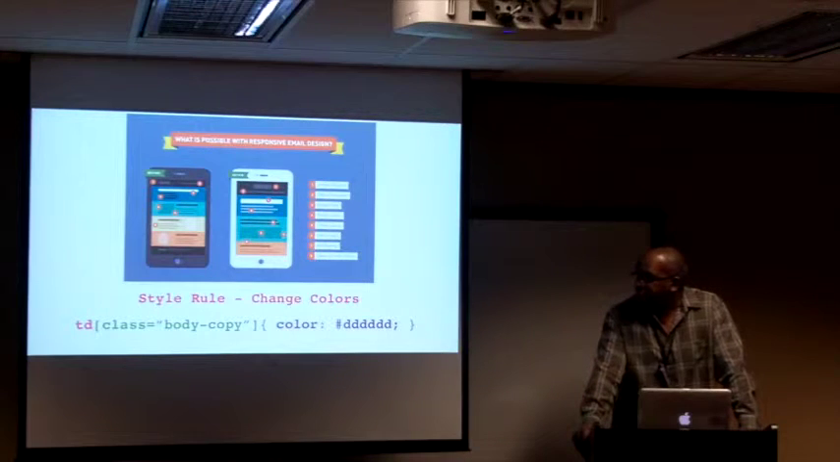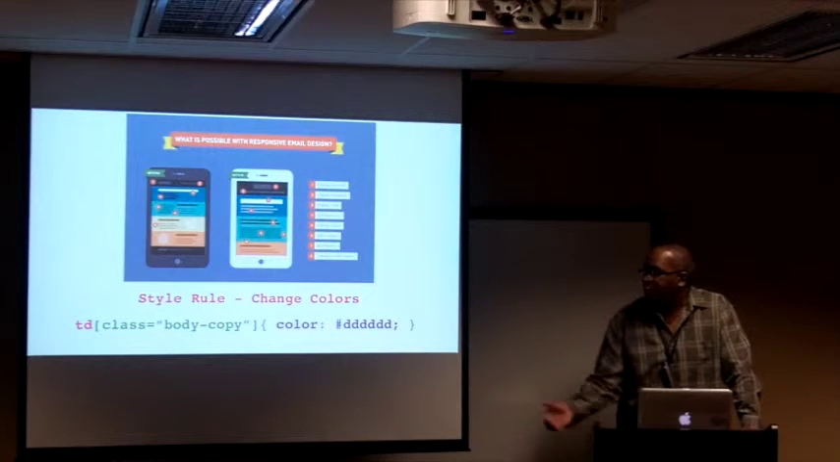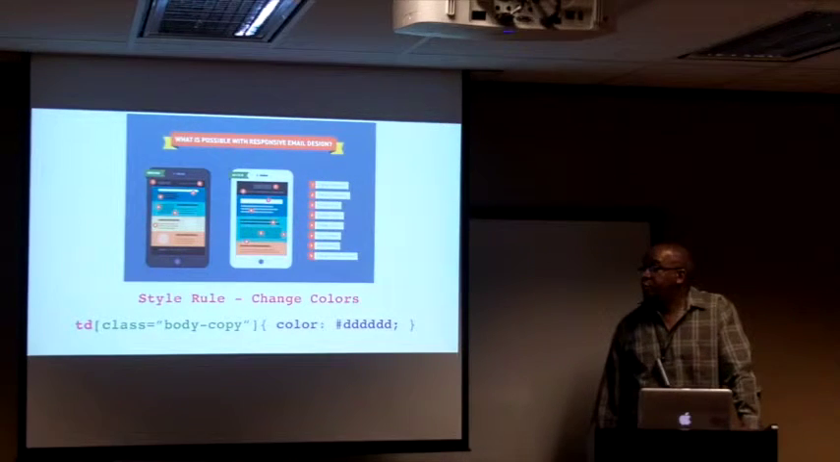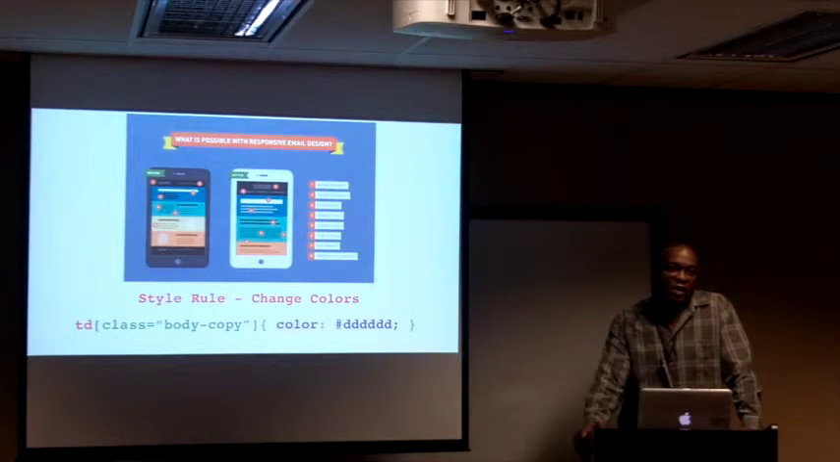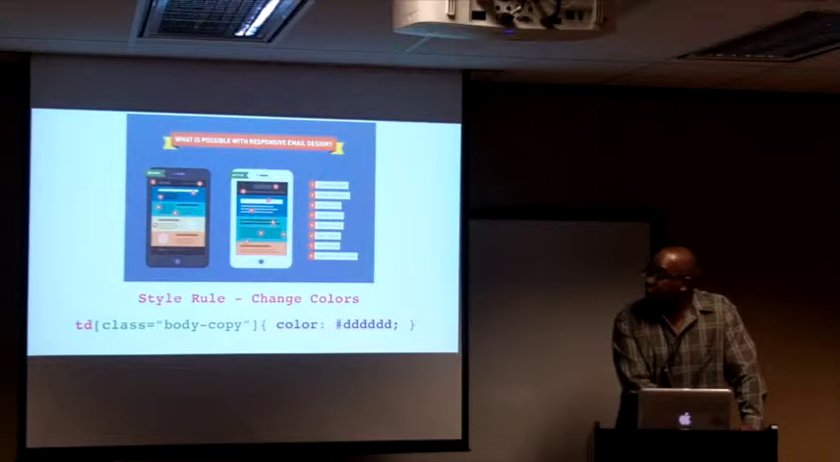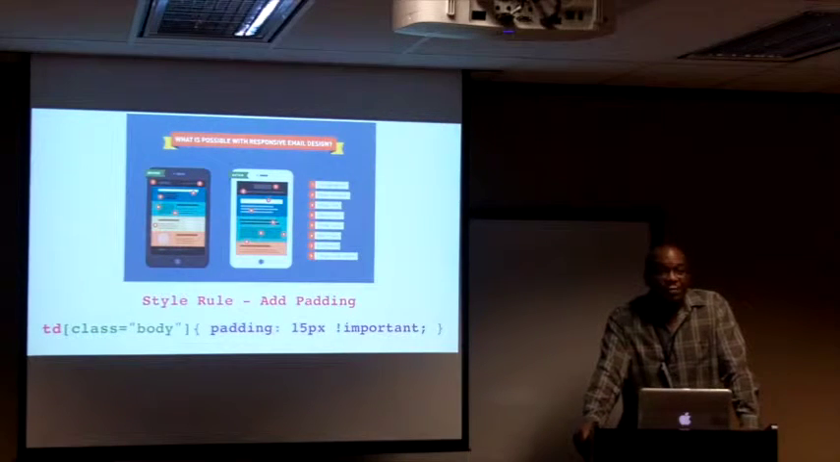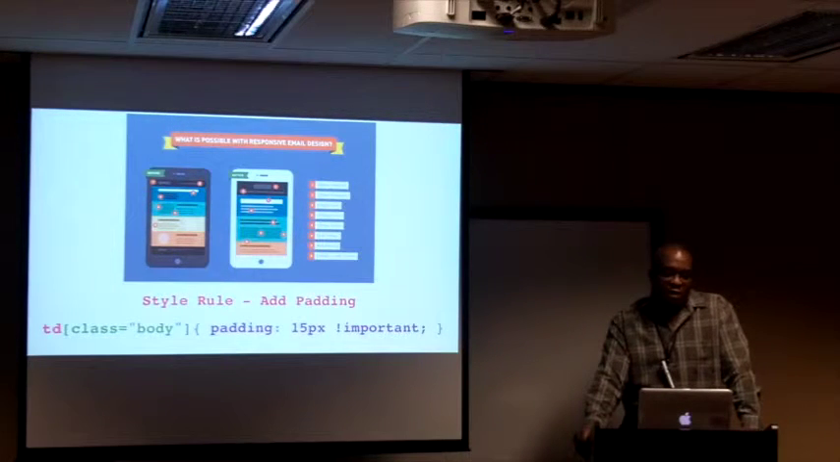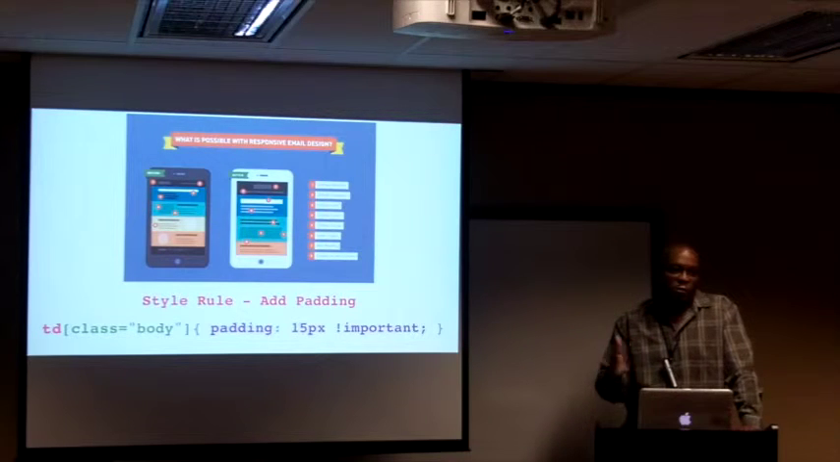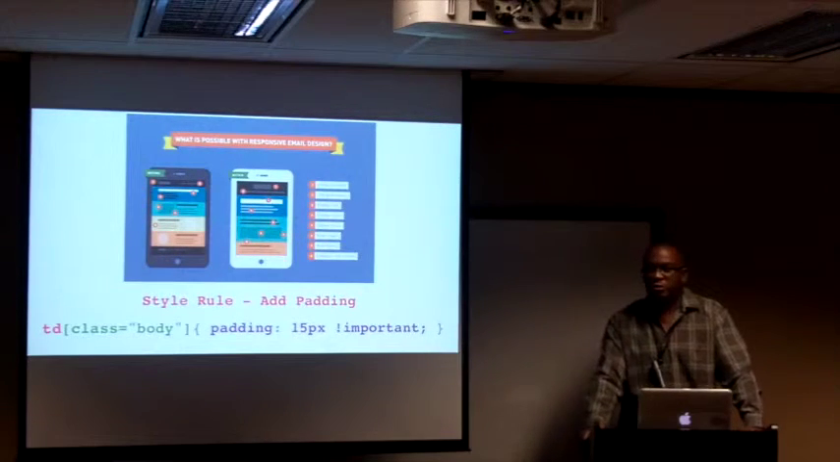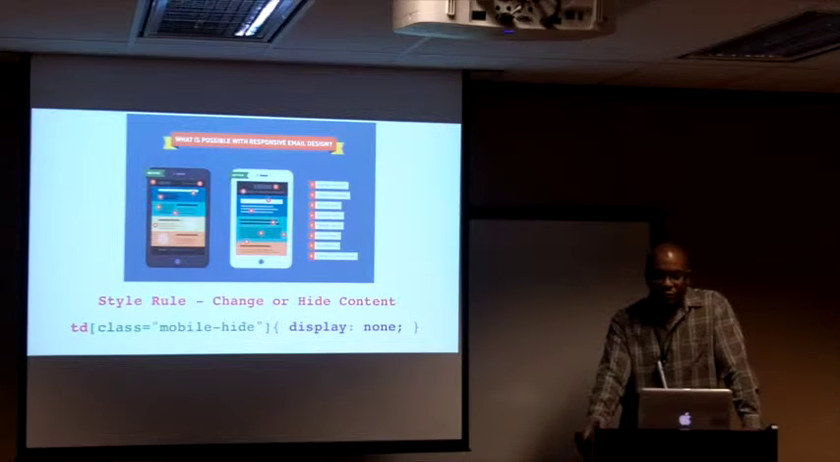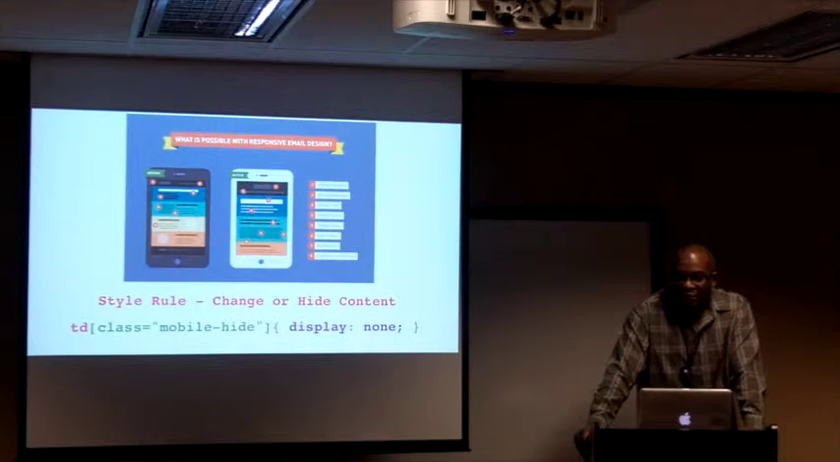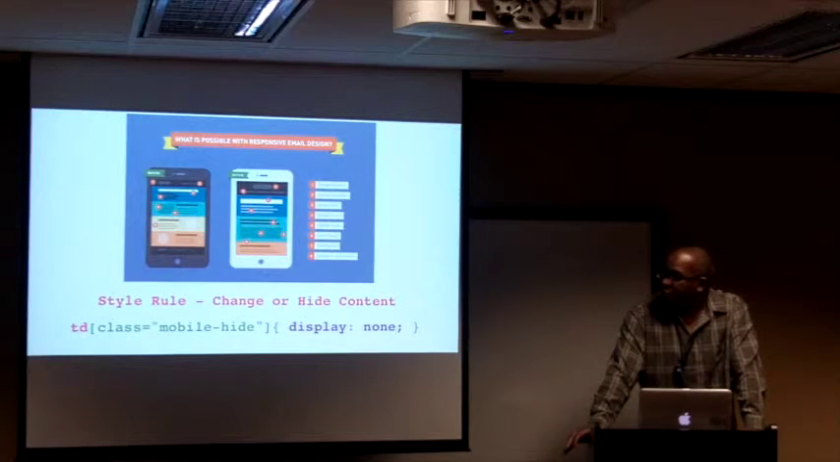Change colors. You have in the cell, the TD, you have body copy. You can put in whatever color you want. You can use either letters, or you can use the alphanumeric coloring system. You can also add padding. So in the body, you can add padding of 15 pixels. It's not really important because, of course, it will always adjust to the device that is being viewed on. You can change or hide content. That is the little piece of code there for the cell, and then make a class and the display.